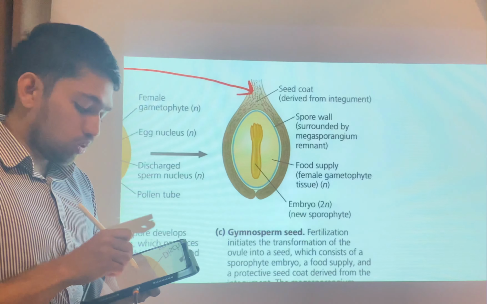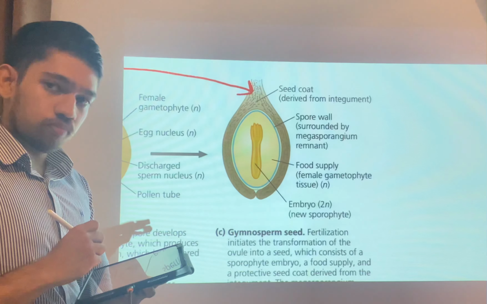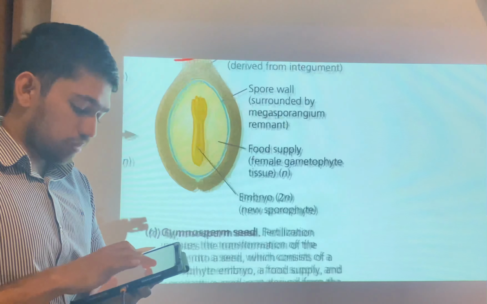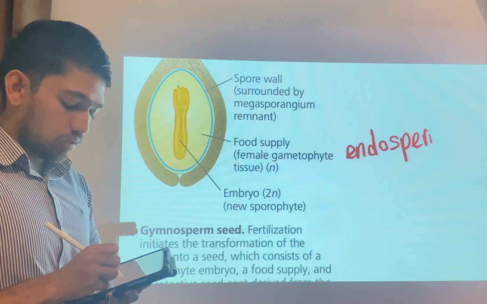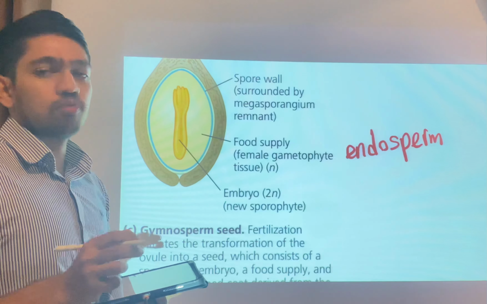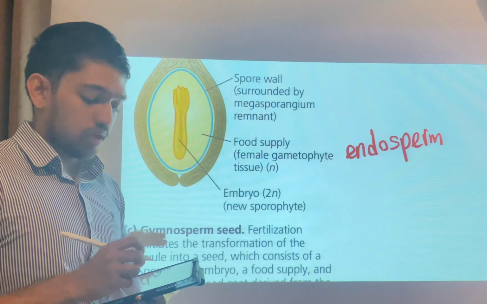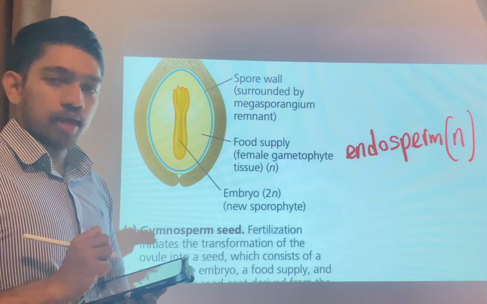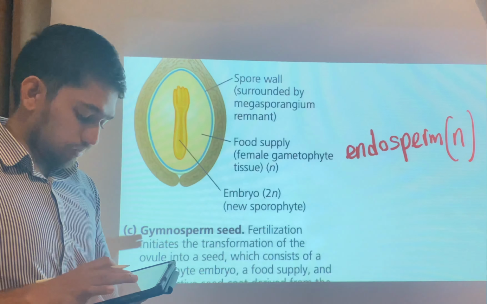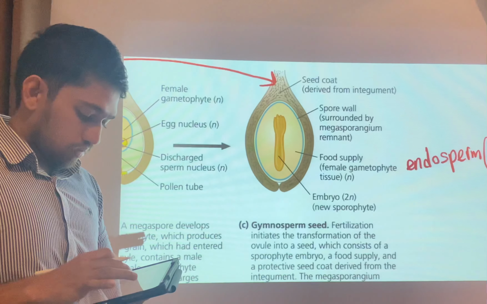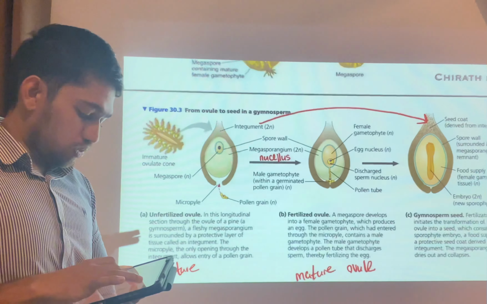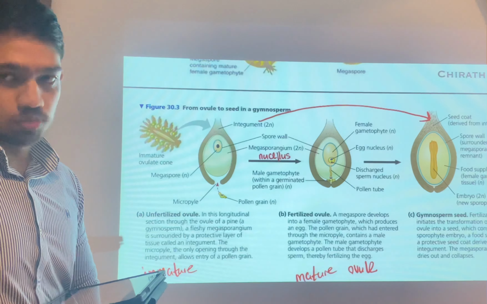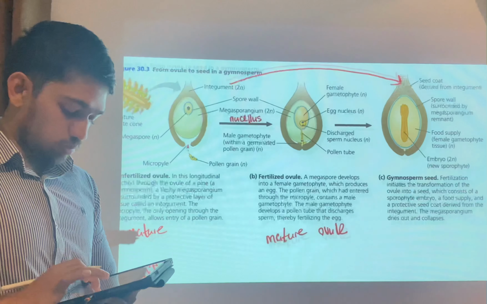Now we have a new food source for the developing embryo. That is going to be your female gametophyte, okay? That has a new name now, called the endosperm. The endosperm, since it was derived from the female gametophyte, is haploid, n. Okay? This is the story of how an ovule becomes a seed in a gymnosperm. Okay? A gymnosperm. Keep in mind.